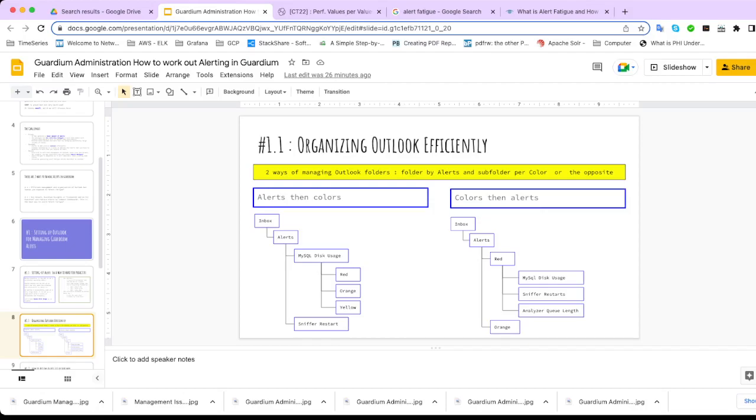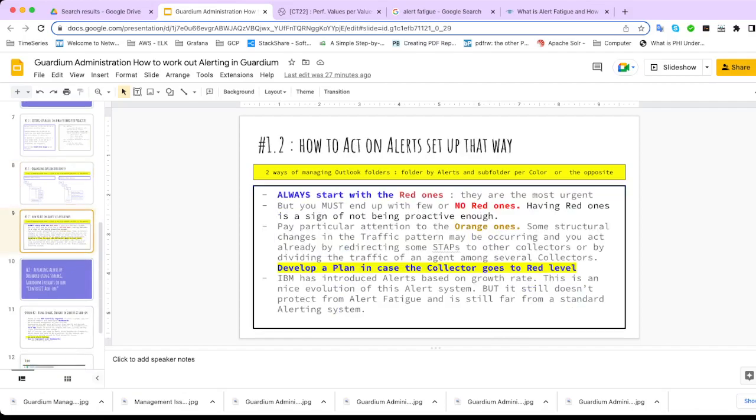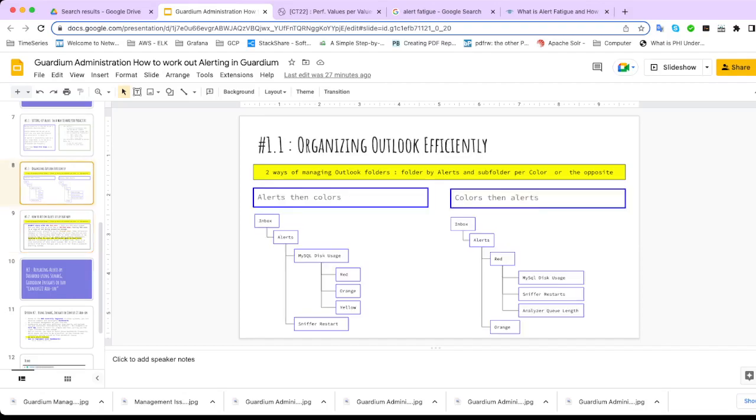Or, which I preferred, I had an alerts folder and 3 main subfolders: red, orange, and yellow. And inside the red, I had the red alert for the different alerts, right? I prefer this one, and I'm going to explain why. It's because you always start with the red ones, because they are the most urgent. So that way, I just go here and look at how many alerts I have received for each of those alerts.